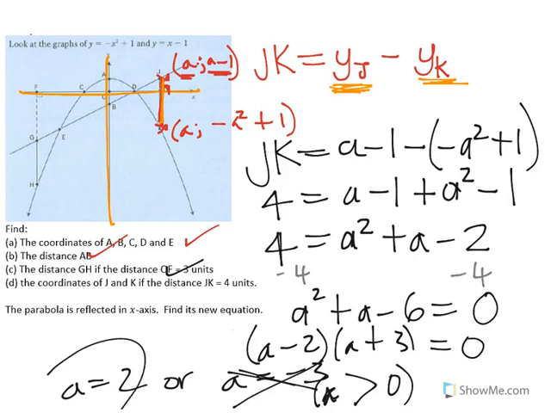So that means our solution is that a is equal to 2. And so in order to find the coordinates, a is equal to 2, just going to replace it there. So to find the y coordinates, we're just going to substitute 2 everywhere we see an a. So this guy is going to be 2 minus 1, which is equal to 1.